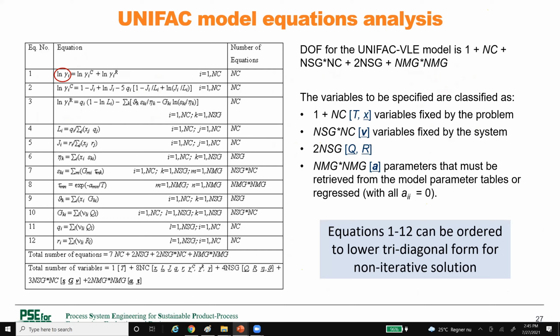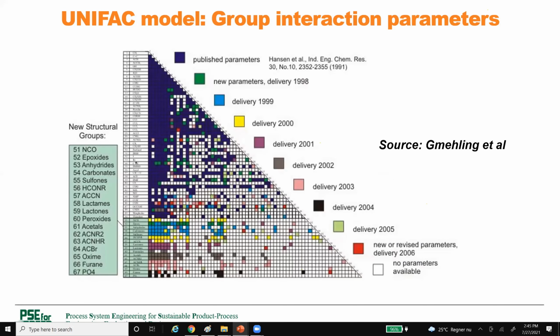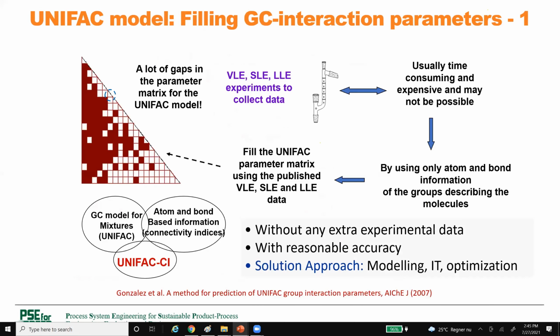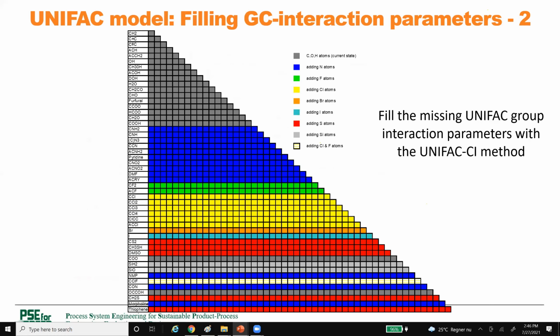And let me skip this in the interest of time. It just shows that there are lots of blanks in the group interaction parameters, and they need to be filled out. And it can be filled out by making atomic contributions. That is, for any group for which the group contribution is missing, if we create the group with the atoms, then we can predict the group contribution. And in that way, we can fill out all the gaps in the parameters.